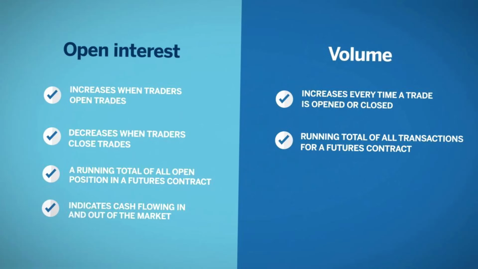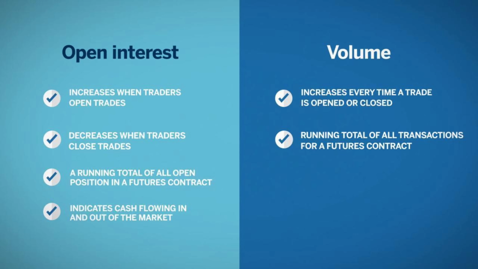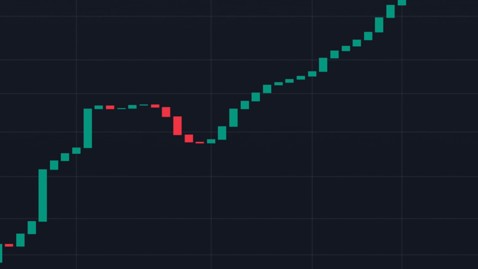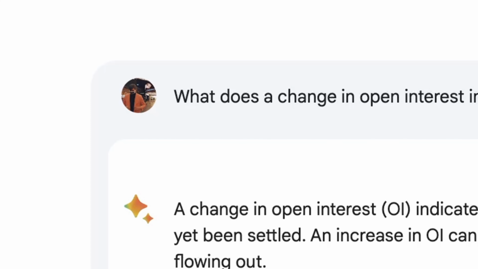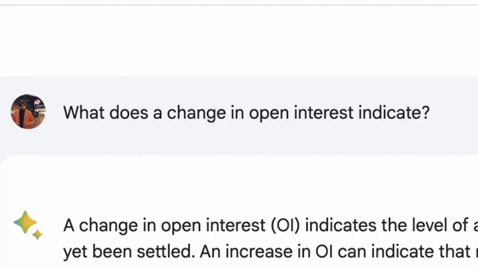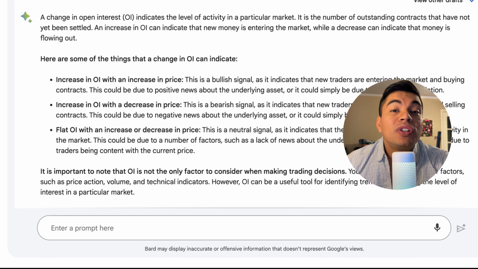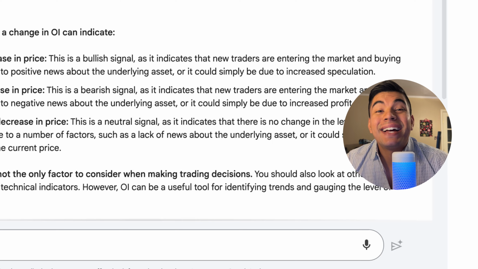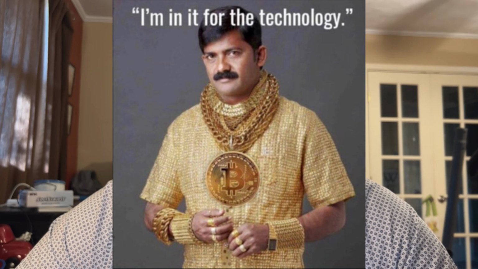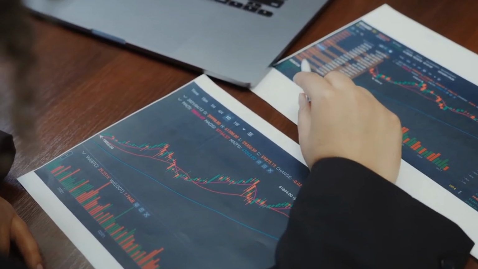First, let's talk about monitoring open interest. Open interest quantifies the total amount of open positions in a market. By monitoring open interest, we can determine which coins are gaining momentum, even before significant price movement occurs. Simply ask Google BARD, what does a change in open interest indicate? And it will tell you that an increase in open interest suggests new money entering the market. This can be a sign of a bullish sentiment, indicating that investors expect prices to rise.